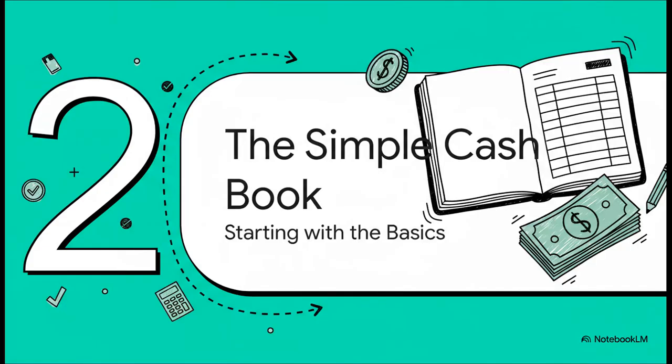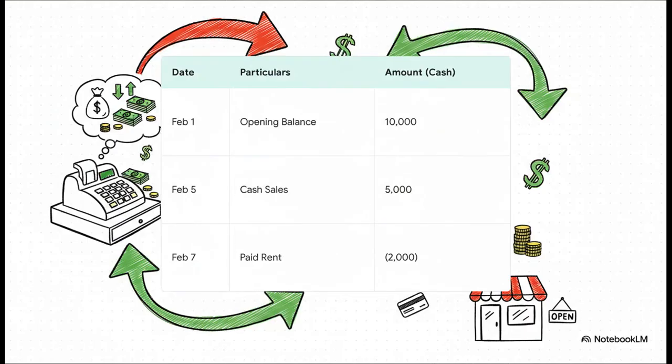Okay, let's build this thing from the ground up. We're going to start with the most basic version there is, the simple, or as it's often called, the single column cash book. Now, this version is just perfect for smaller businesses, ones that deal mostly in actual physical cash. It is so straightforward. You've got the date, what the transaction was for, and then just one single column for the amount. Money in is positive, money out is negative. Clean, simple, and it gets the job done.